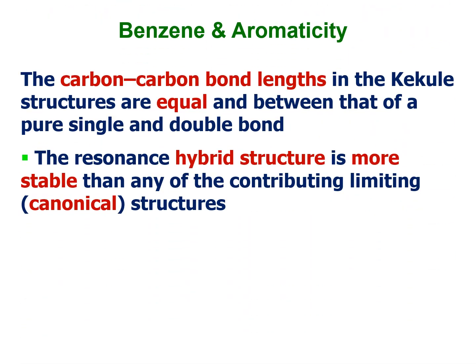The carbon-carbon bond lengths in benzene are equal, and the hybrid structure is more stable than the contributing resonance structures or canonical structures, because in the hybrid, the positive center is being dispersed around the ring, so that's why it is more stable. While in a canonical structure, you're going to see this positive center in one part of the ring at a time.